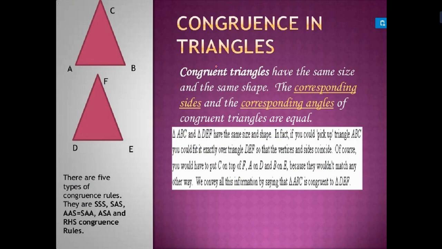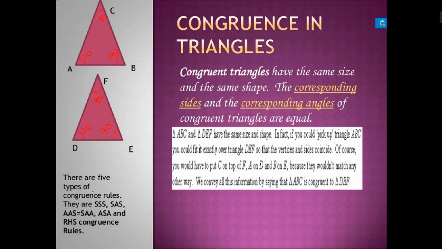Congruence in triangles. Congruent triangles have the same size and same shape. The corresponding sides and corresponding angles of congruent triangles are equal. So if I say here angle A is equal to 30, then here D is also 30. Here if it is 70, here it is 80. Same thing here, it is 70. Same thing here, 80.